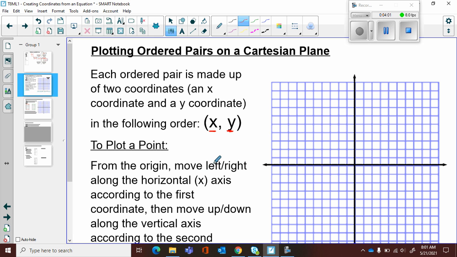So in order to plot a point, we have to move from the origin, which is this 0, 0 point right in the center. From the origin, first we're going to move left or right on the x-axis. If our x value is positive, we'll move to the right. If our x value is negative, we'll move to the left, because this is really just like a number line. And I won't number all of them, but 1, 2, 3, 4. You get an idea. And then going this way, we would have -1, -2, -3, -4, and so on.